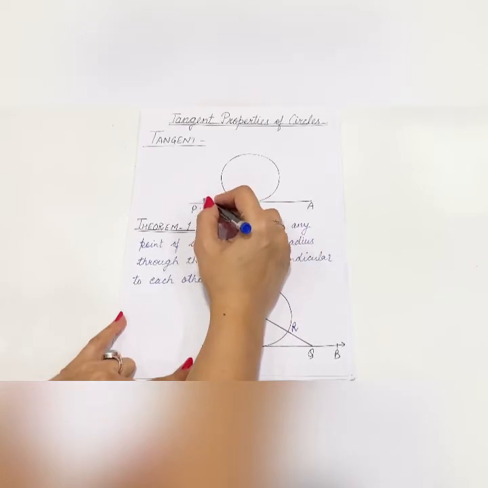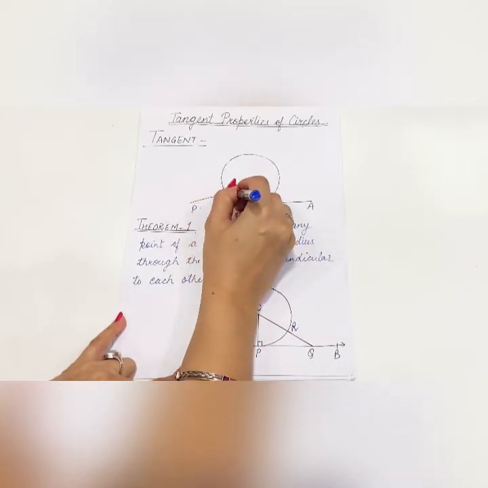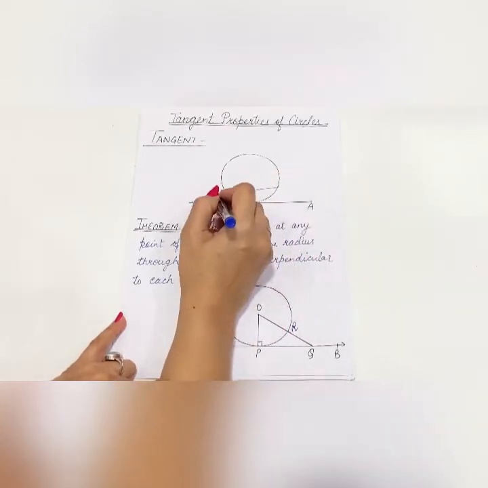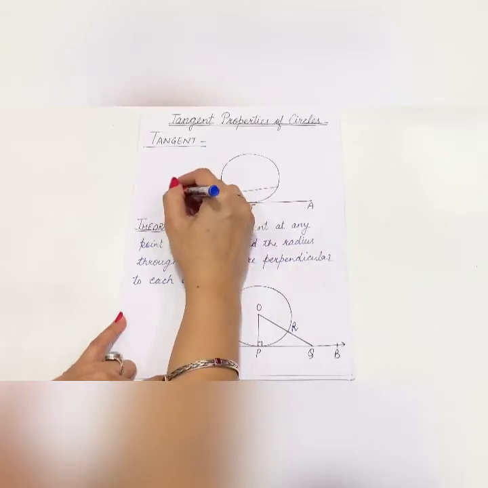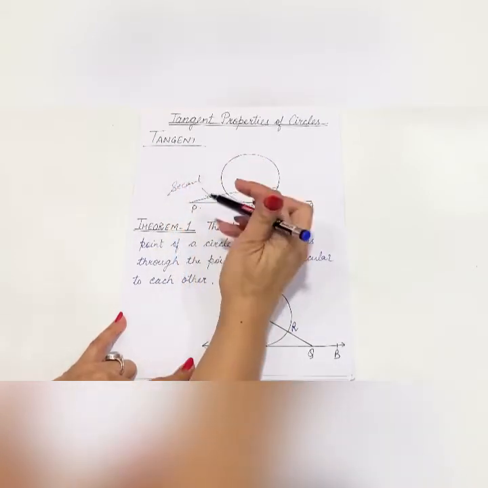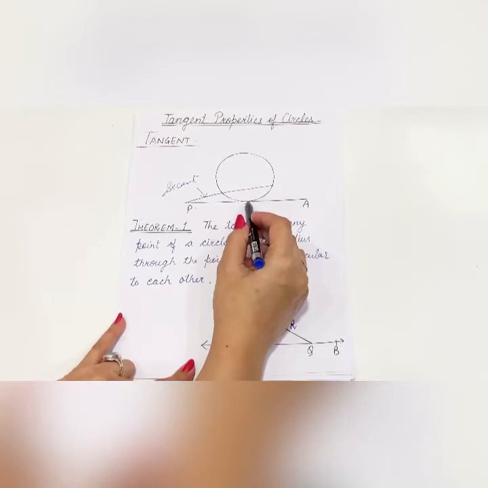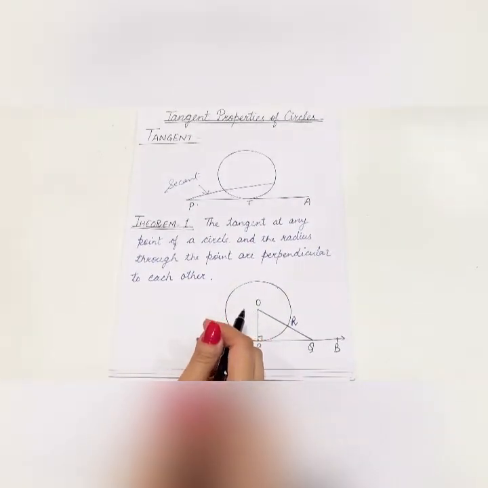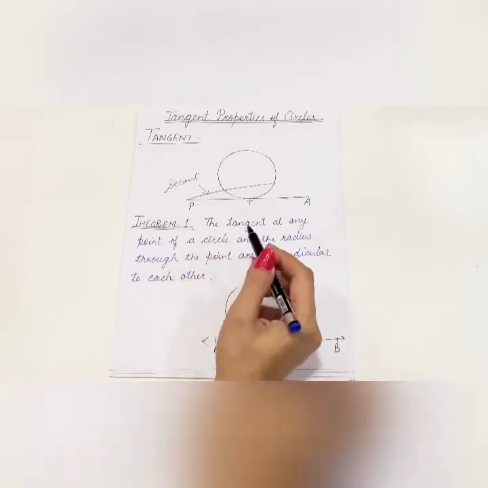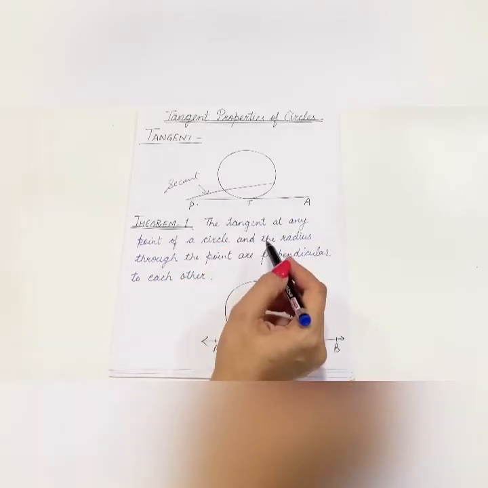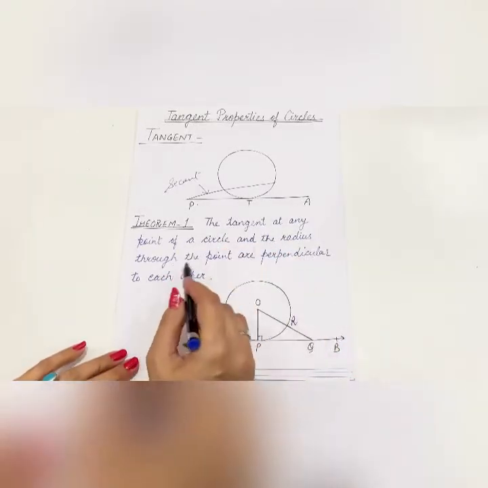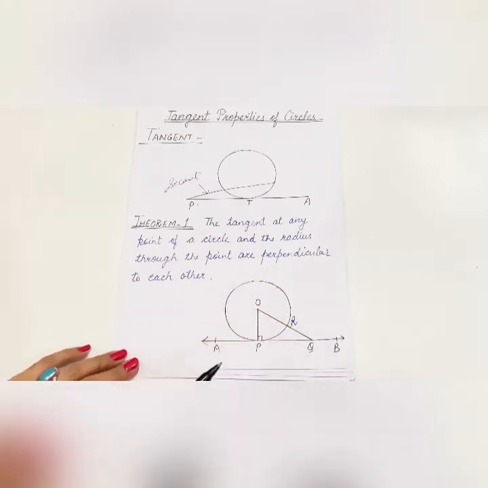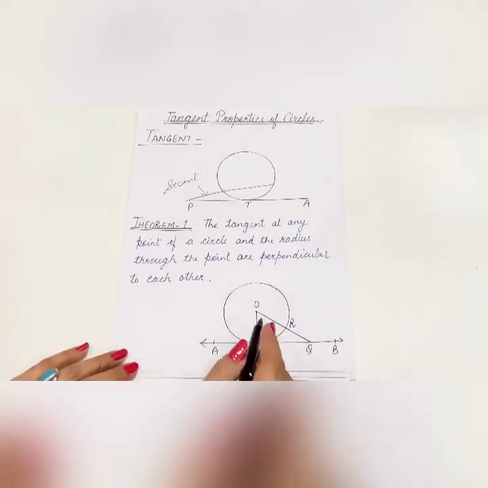If it is touching or intersecting it at 2 points, it will be known as a secant. So secant at 2 points, but tangent touches the circle only at one point. So let's start with the theorems of it. The first theorem is the tangent at any point of a circle and the radius through the point are perpendicular to each other. See children, this is the figure.